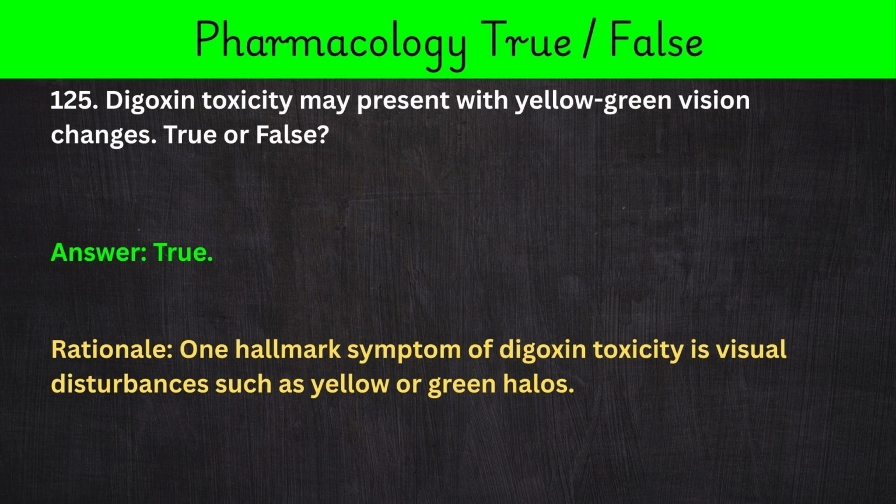125. Digoxin toxicity may present with yellow-green vision changes.